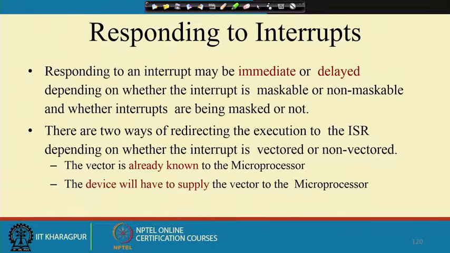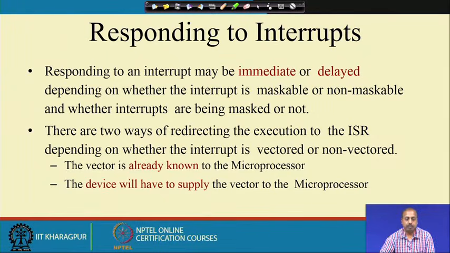There are two ways of redirecting the execution to the ISR, depending on whether the interrupt is vectored or non-vectored. Vectored interrupt means the microprocessor already knows the ISR address, as I already said, and in case of non-vectored interrupt, the device will have to supply the vector to the microprocessor. So, that is the non-vectored interrupt.